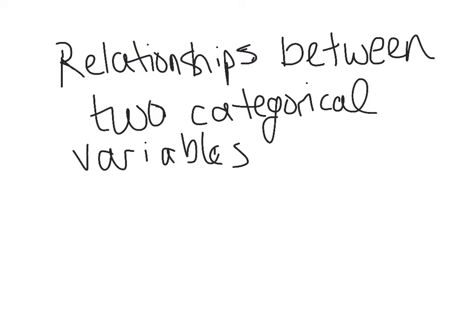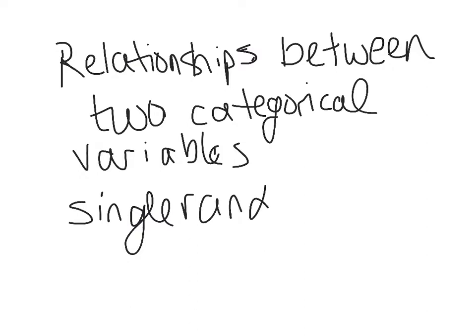Okay, so the final chi-square test that we're going to look at is going to address relationships between two categorical variables. And so to do this, your data has to come from a single random sample. So not from two separate samples, or from two separate groups or anything like that. It needs to come from a single random sample from a single population, and then that sample from that one population is classified based on two categorical variables.